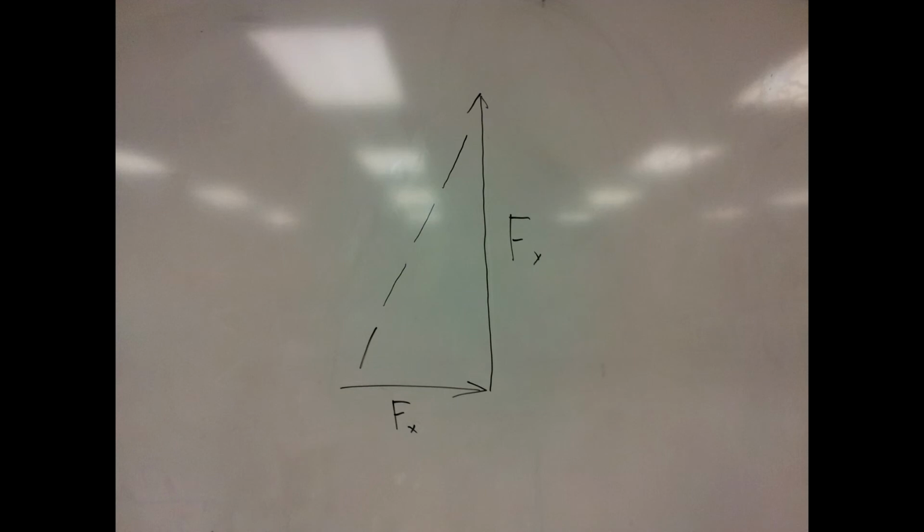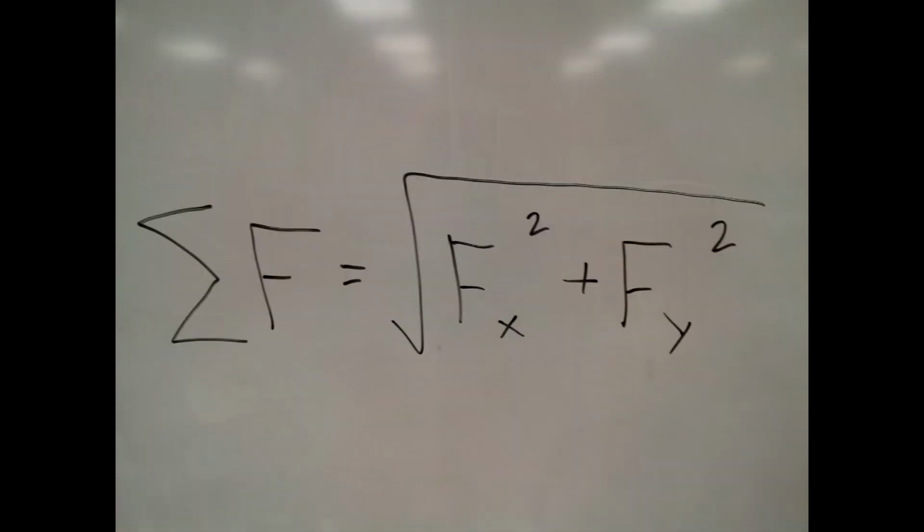To find the net force, we're going to use Pythagorean's theorem with both the force in the x direction and the force in the y direction. This means the equation for net force will be equal to the square root of the forces in the x direction squared plus the forces in the y direction squared.